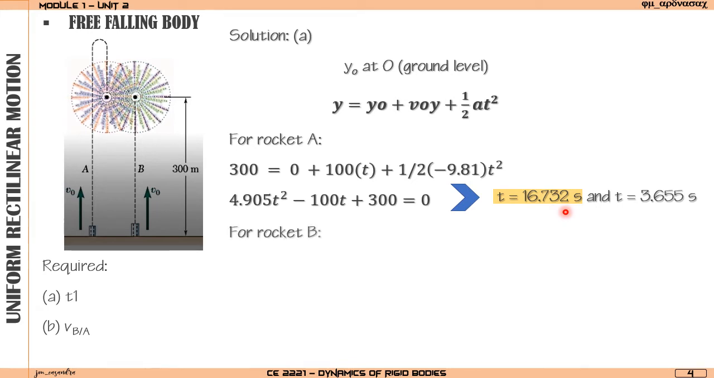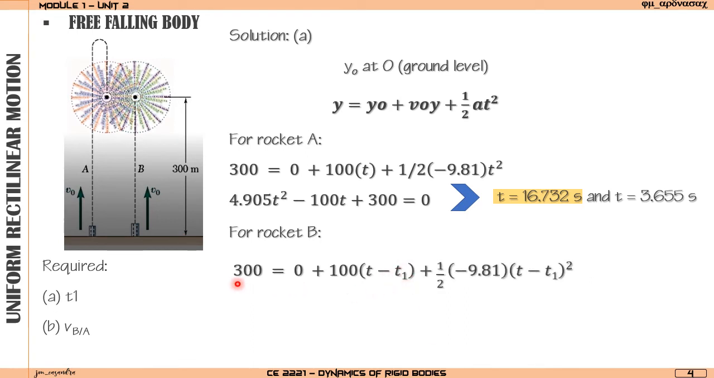So, next, let us move to rocket B. For rocket B, we'll be applying the same equation. Same, y sub 0 is 0. Final position is 300. V0 is also equivalent to 100. But the time that it will explode will be equivalent to T minus T1.